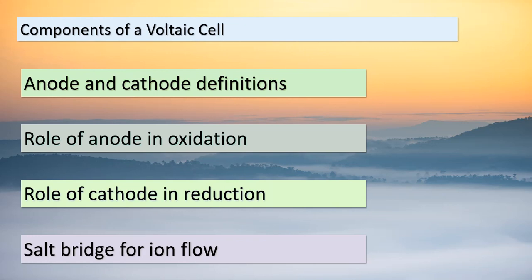To maintain charge neutrality, a salt bridge is used. This allows ions to flow between the two half cells, ensuring a balanced electrochemical reaction. As the reactions progress, electrons flow through an external circuit, generating the electric current we can utilize for various applications. Now that we have a solid understanding of the components, let's explore some real-world applications of voltaic cells.